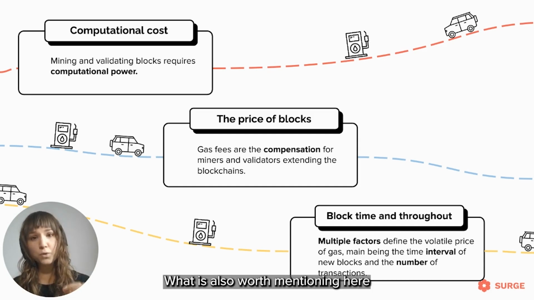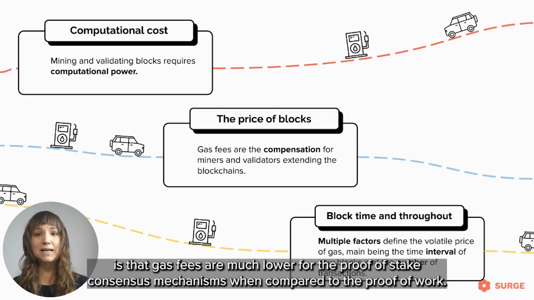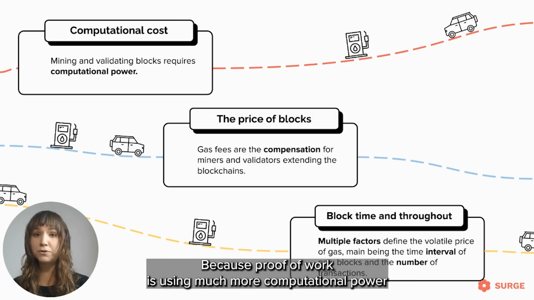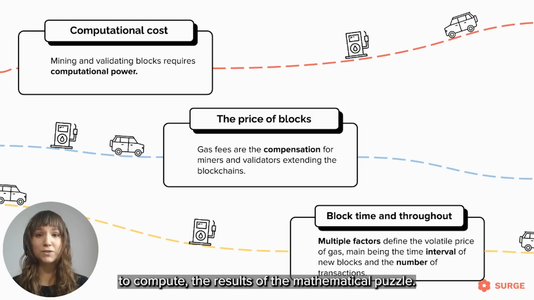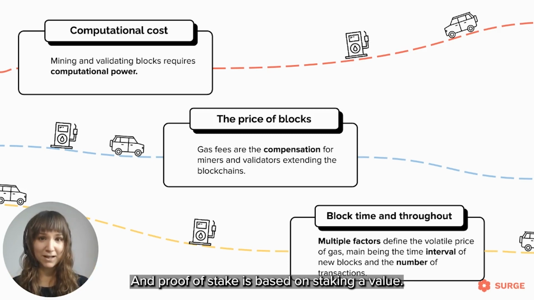What is also worth mentioning here is that the gas fees are much lower for the proof of stake consensus mechanisms when compared to the proof of work, because proof of work is using much more computational power to compute the result of the mathematical puzzle, and proof of stake is based on staking a value.